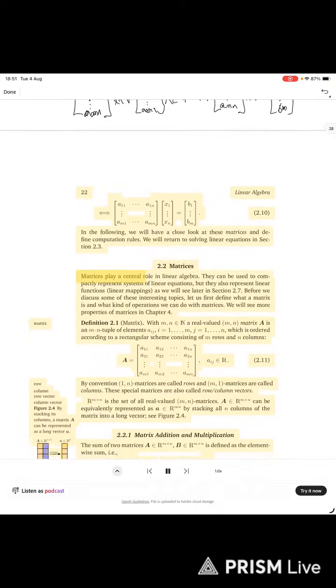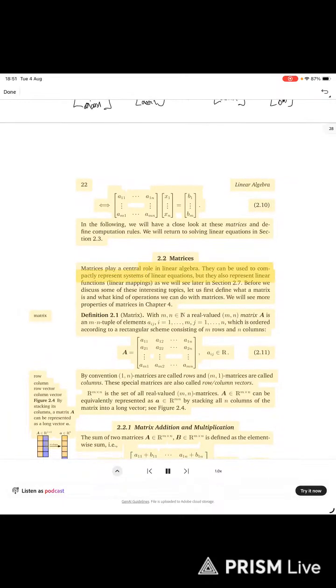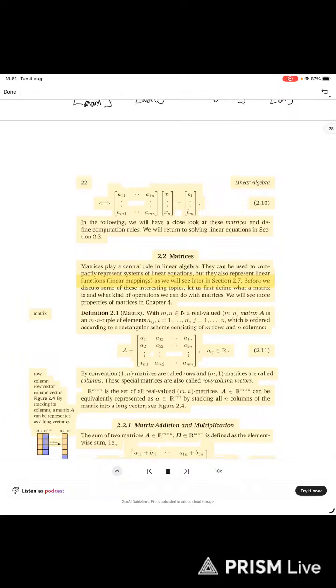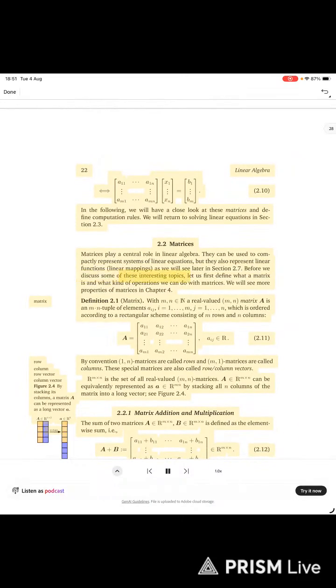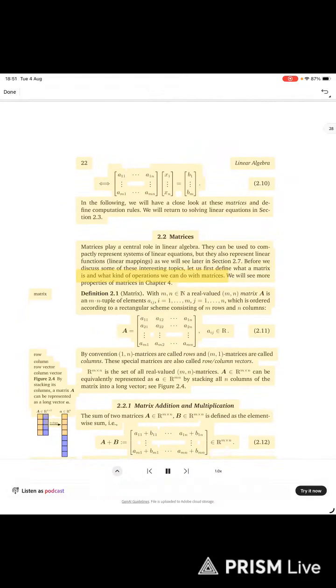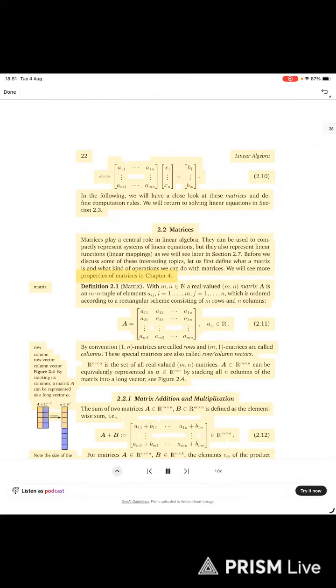2.2 Matrices. Matrices play a central role in linear algebra. They can be said to compactly represent systems of linear equations, but they also represent linear functions, linear mappings, as we will see later in section 2.7. Before we discuss any of these interesting topics, let us first define what a matrix is and what kind of operations we can do. We will see more properties of matrices in chapter 4.